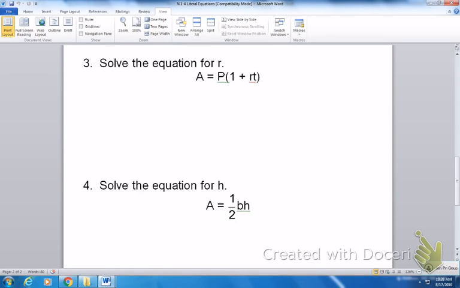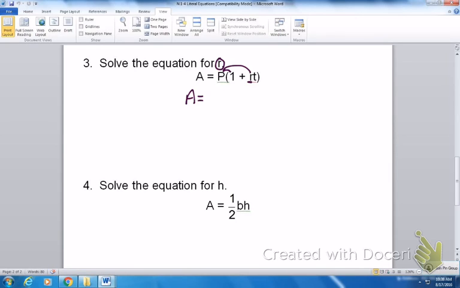This one's really not bad, but there's something we haven't seen today that we've seen for at least 2 days of class, and that's distribution. I have A equals P times 1 plus RT. We want to solve it for R. I'm going to go ahead and make sure I remember that. Now, here we're going to have to distribute P over these parentheses. We've got to do it first.